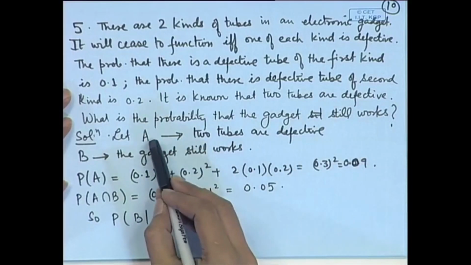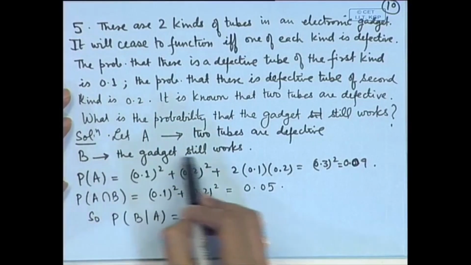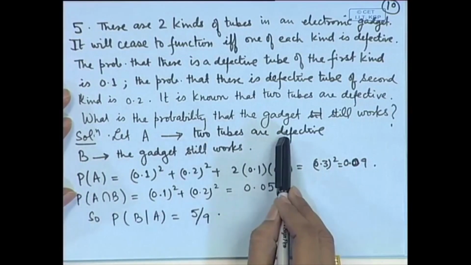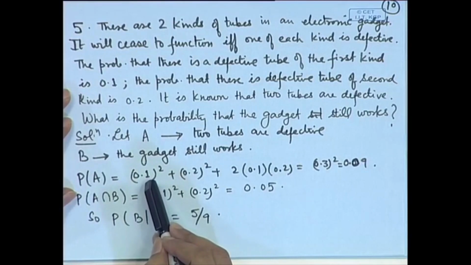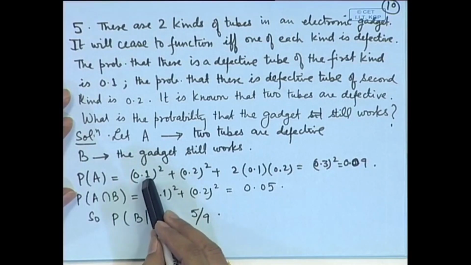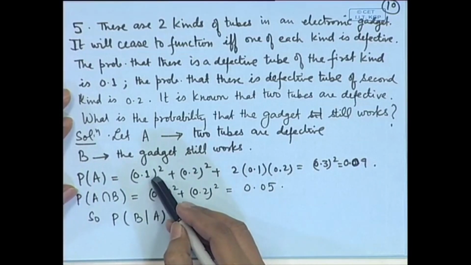So, let us define the event A, that the two tubes are defective, and B is the event that the gadget still works. That means, we are interested in finding out the conditional probability of B given A. So, we need to look at the probability of A intersection B and probability of A. So, probability of A, that the two tubes are defective. Here we can have 4 different possibilities, and here we will make use of the independence of the individual tubes. That means, we assume that each tube fails or works independently of the other tubes.